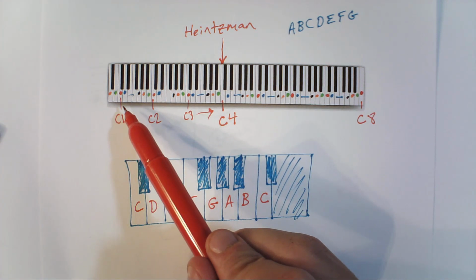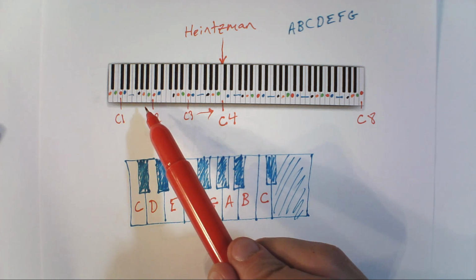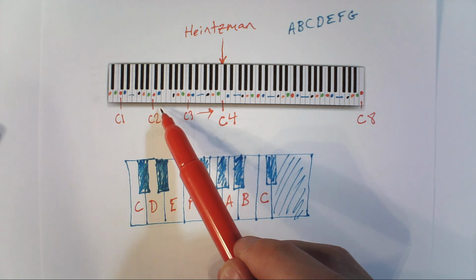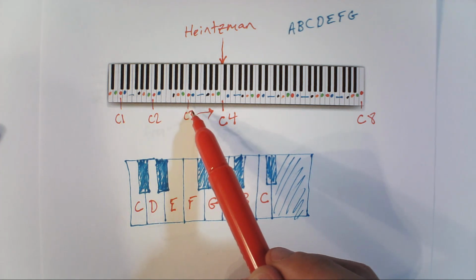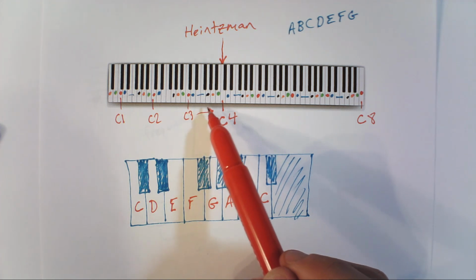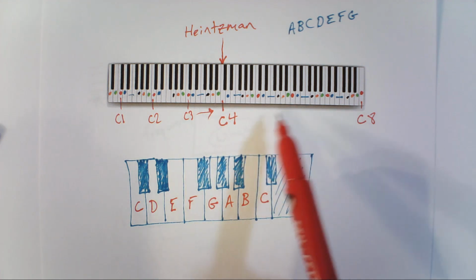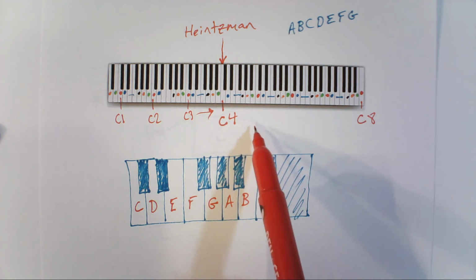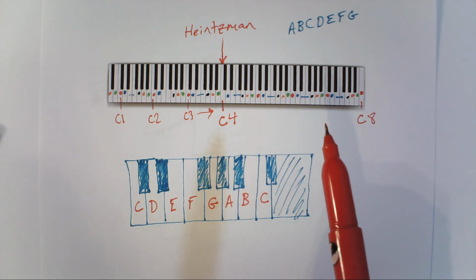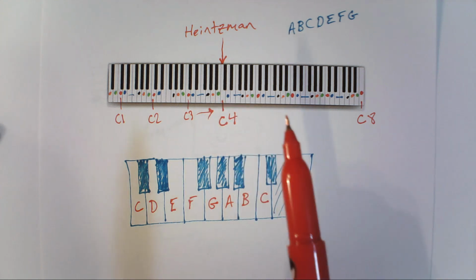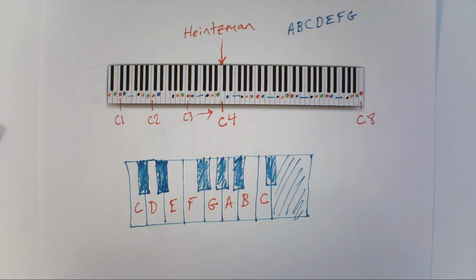So C1, D1, E1, F1, G1, A1, B1, C2, D2, E2, F2, G2, A2, B2, C3, D3, E3, F3, G3, A3, B3, C4, and so on. So the number continues to the right until you get to the next C, and then you up the number once. And that is how that number designation works. So this is middle C on the piano. If it's printed on a piece of music, well, then that's the key you play.